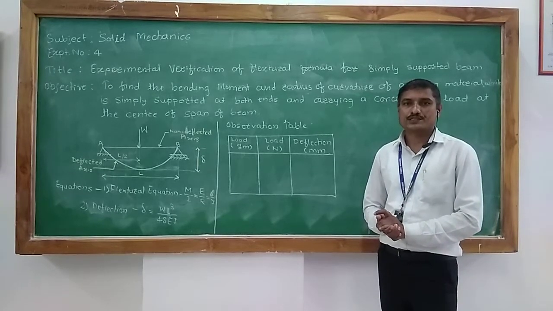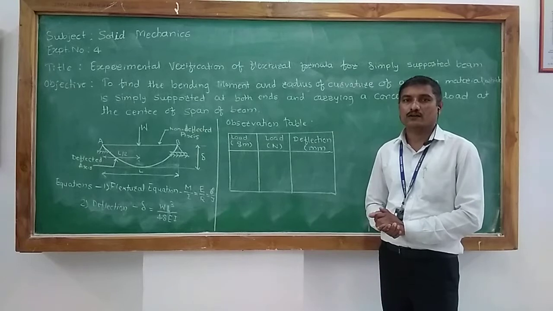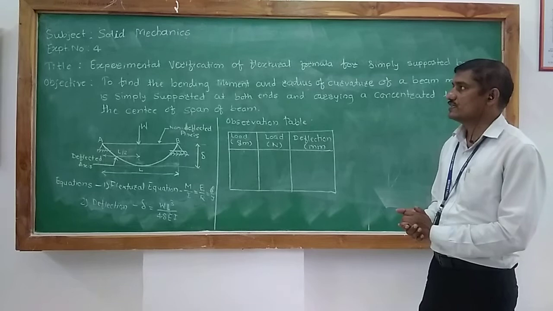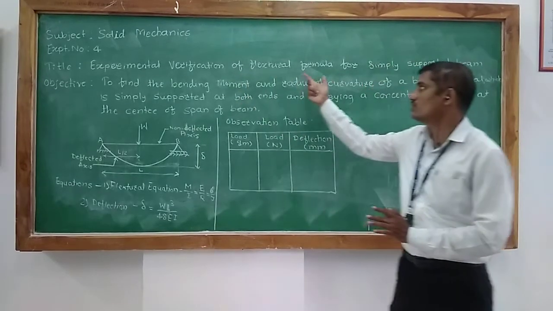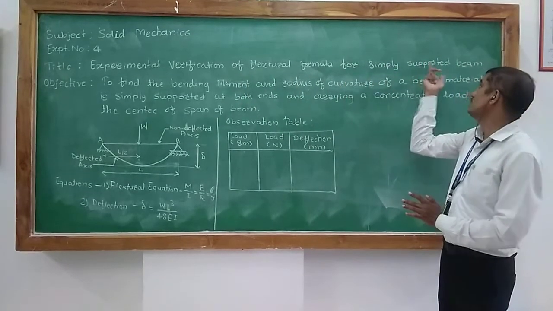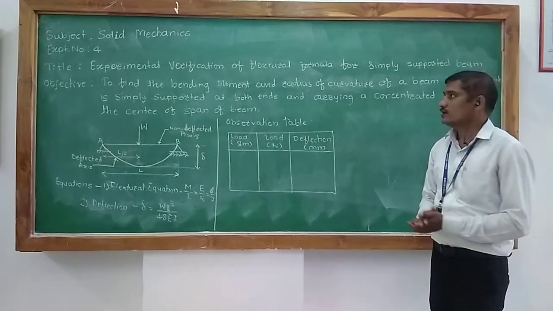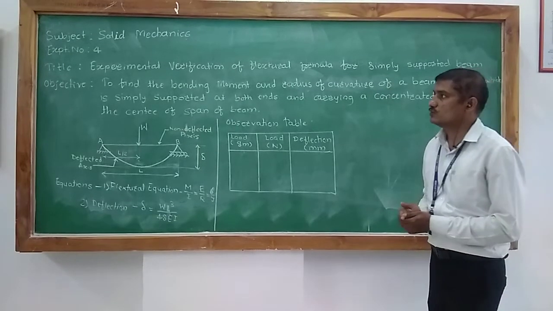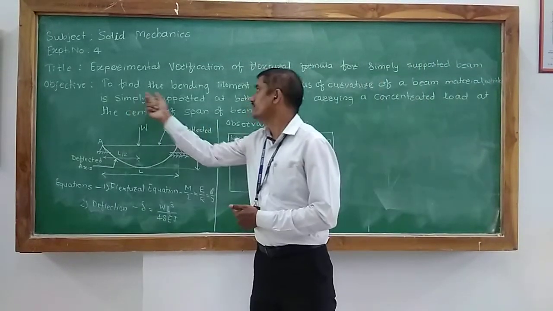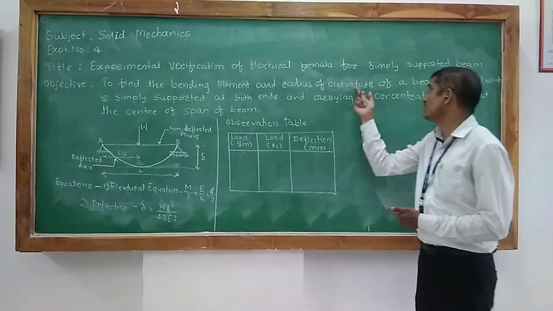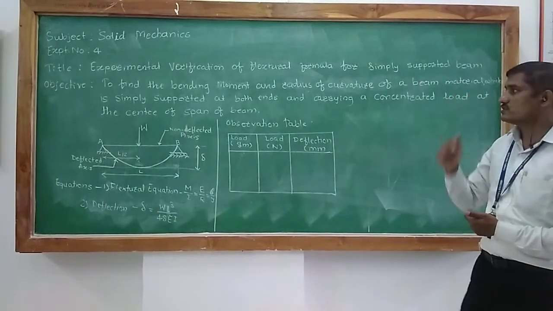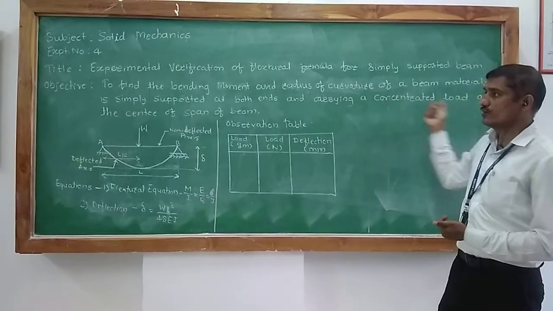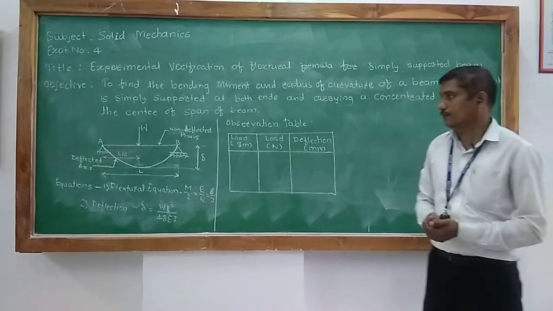Today, I am going to discuss one of the practicals of the subject Solid Mechanics. The title for this experiment is Experimental Verification of Flexure Formula for a Simply Supported Beam. We are going to discuss this experimental verification with the objective to find the bending moment and the radius of curvature of a beam material which is simply supported at both ends and carries a concentrated load at the center of the span of the beam.